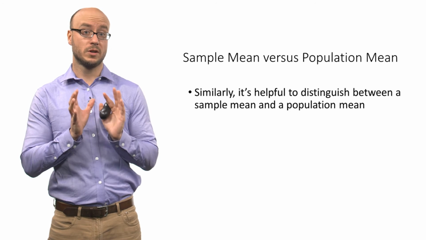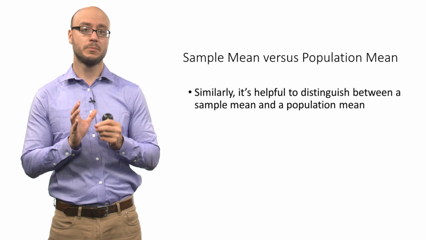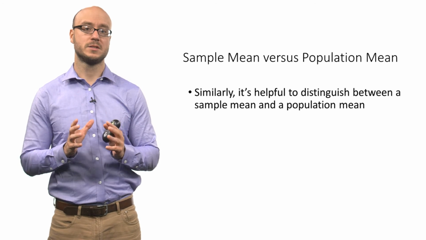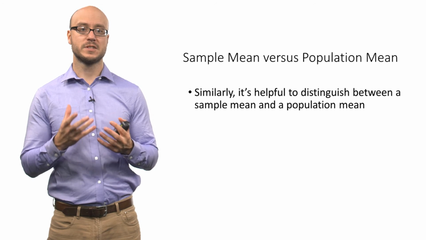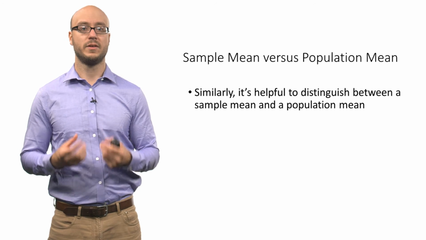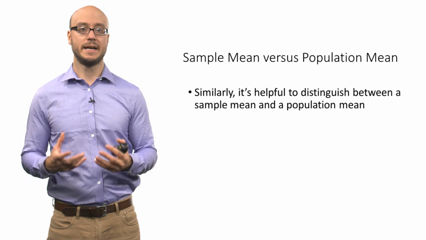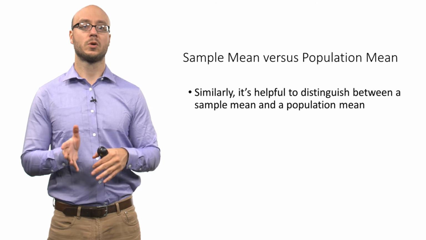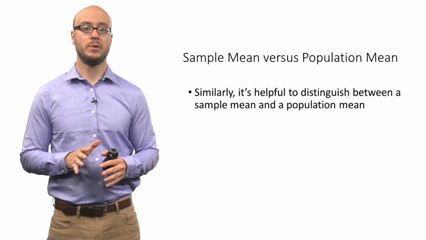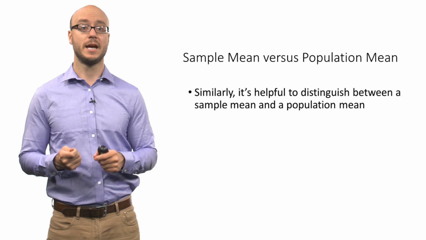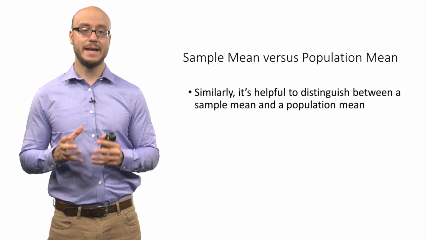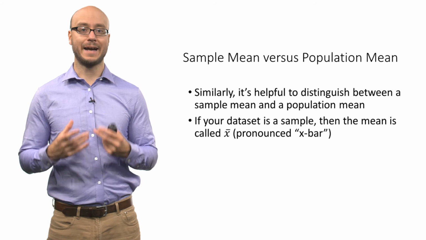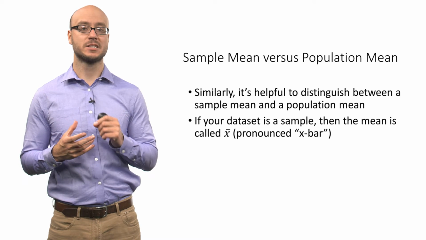So a lot of statistics is about taking a sample from a population and saying something about a population based on that sample. Now, I say all this because this difference between a sample and population is very, very important in statistics. And so we like to keep the notation separate for whether we're dealing with a sample or a population. In a similar way, we like to distinguish between a sample mean and a population mean. So if your data set, if your set of observations is a sample, then we call the mean x bar. Okay, so it's just an x with a line over it.